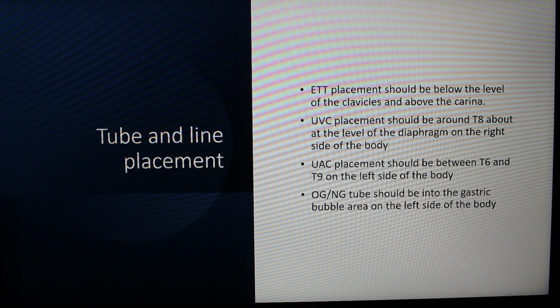Remember, the right heart structure is on the right side of the body. The UAC placement should be between T6, thoracic vertebral body 6, and T9 on the left side of the body. The aorta comes off the left side of the heart and goes down the left side of the body. The OG and the NG tube should be into the gastric bubble, or into the area of the gastric bubble, on the left side of the body.